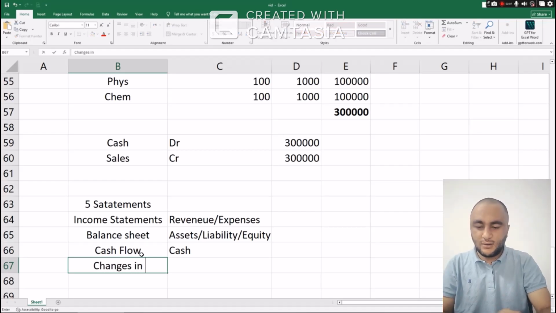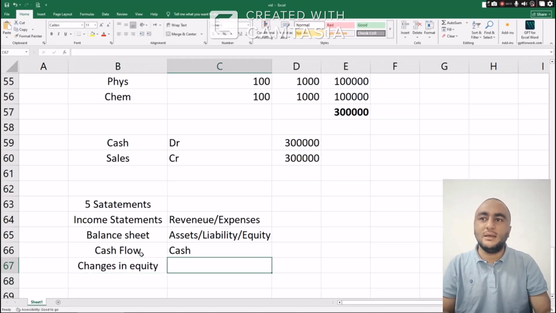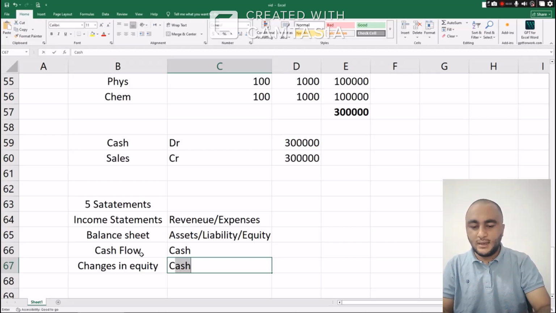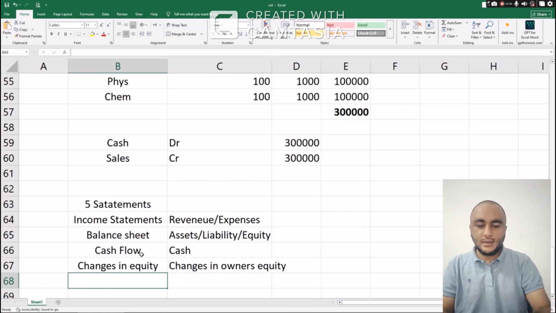Changes in equity is all about how owner equity will be changed. Like in our small example, I have shown you that our owner equity is changed to 600,000, from 500,000 he got profit and 600,000. So it is very important when there is a partnership, when there is a multi-owner company, a private limited company, or a listed company. Changes in equity is a very important statement, as it shows changes in owner's capital or equity. And last, notes to the final accounts.